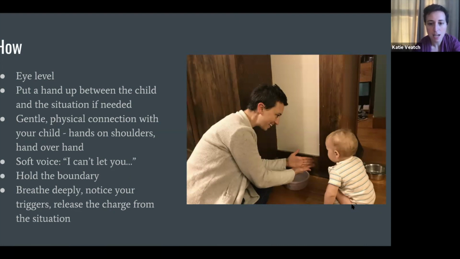I'm making eye contact. I'm down there at eye level. I'm putting a hand up if I need to. My child was actually going for the water bowl in this moment, so I wanted to put my hand up.